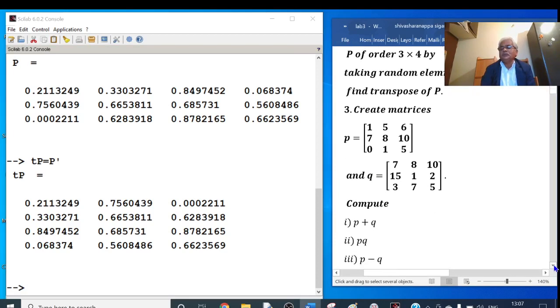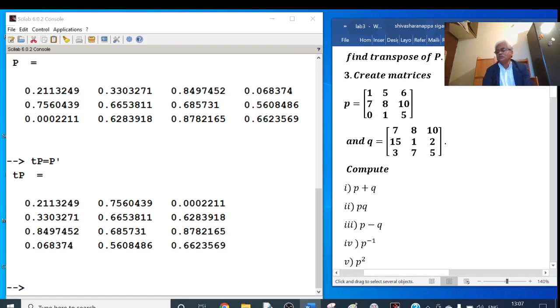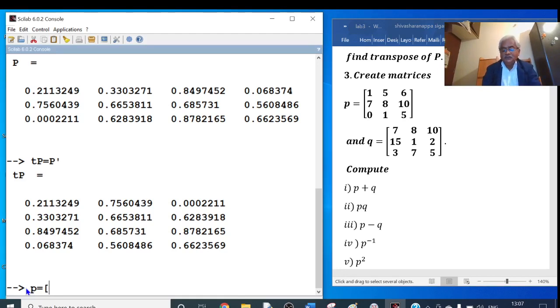Next, create matrices P and Q and compute something. So here P equal to open square bracket. First I will write 1, 5, 7 with commas. For the second row elements we put a semicolon here, then 7 space 8 space 10 with spaces. Again put a semicolon. So the first row elements I have separated by commas, the second row elements by spaces. In the third row, I write 0 comma 1 space 5. Close the square bracket.